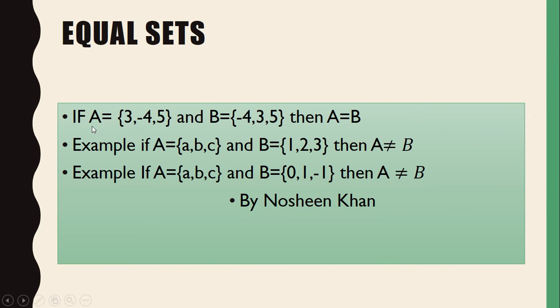Equal sets. If A is equal to {3, -4, 5} and B is equal to {-4, 3, 5}, then A will be equal to B. Here the number of elements should be equal and the elements should be same.